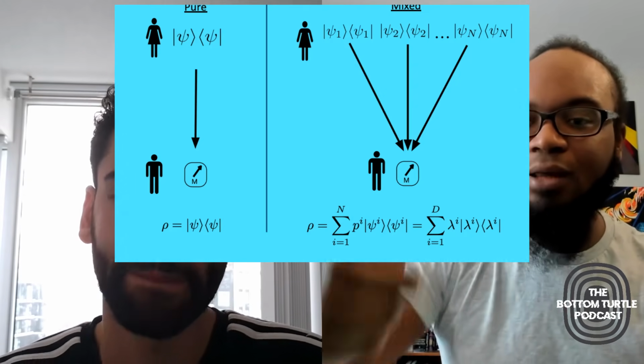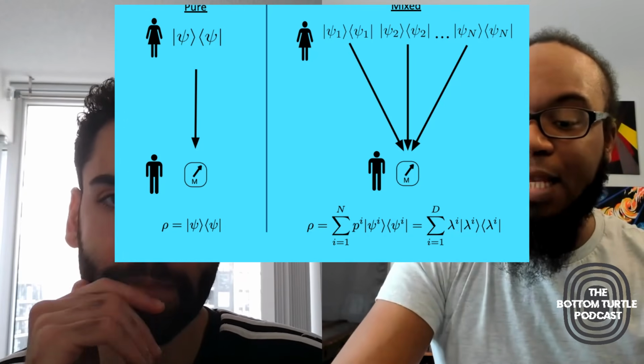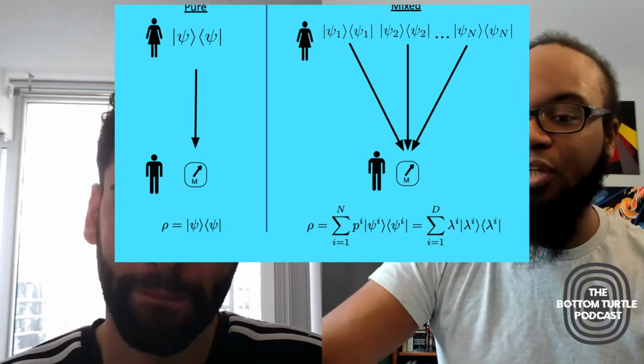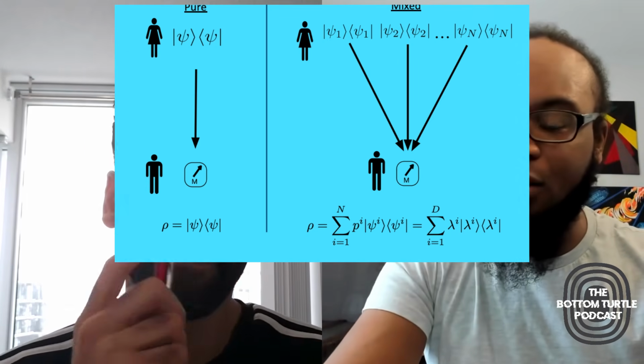And because of that, there's some ignorance associated with his measurements. There's uncertainty that's been introduced by Alice's mixing. But I call this subjective ignorance because Alice and Bob are both inside of the laboratory.